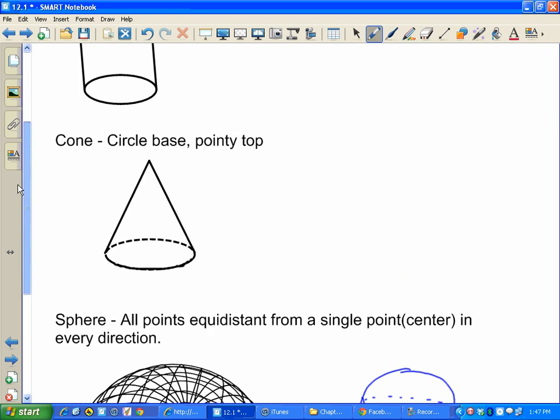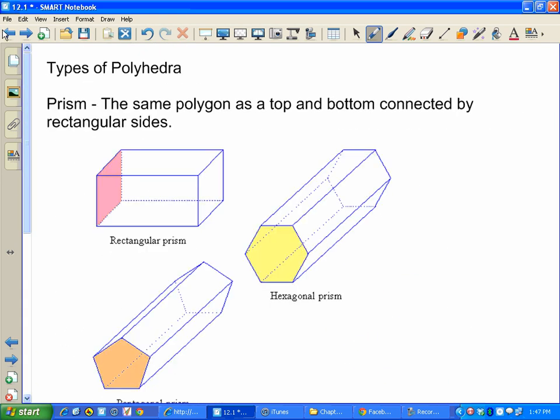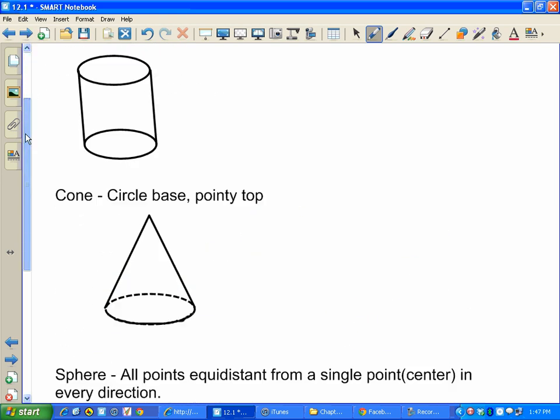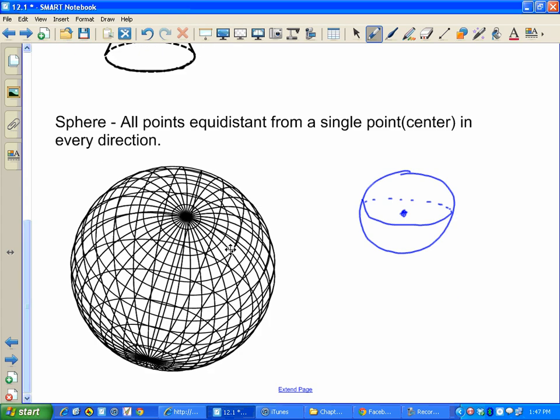Okay, so these are the shapes we'll be dealing with mostly. Prisms, pyramids, cylinders, cones, and spheres in this chapter. So the first job you'll have is just to identify the different shapes and name them accordingly.